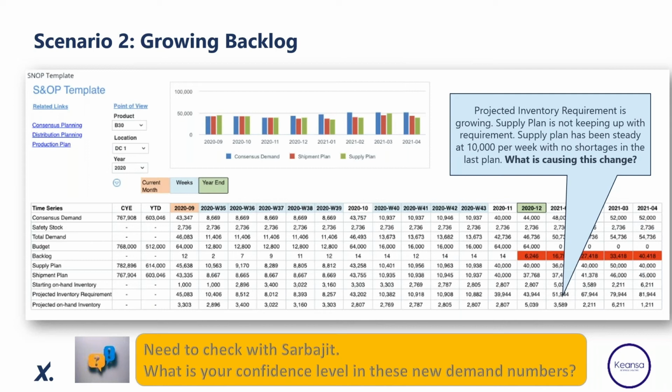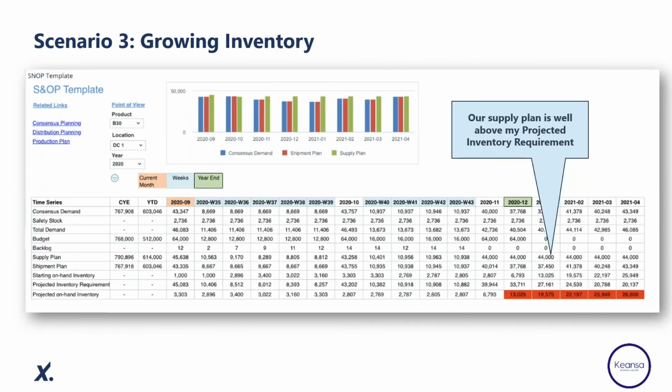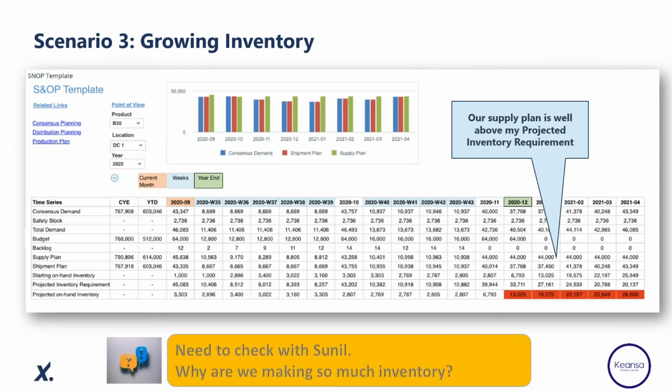Our next scenario, we've got growing inventory. So our supply plan seems to be well above my projected inventory requirement. My projected inventory requirement is 33,000 in December, and it's actually going down. It's down to 20,000 in March and April, and yet our supply plan is up at 44,000 level constantly. So we're building up all this inventory. And I think we need to check with Sunil to see why we're building up all this inventory. Have we got a problem?